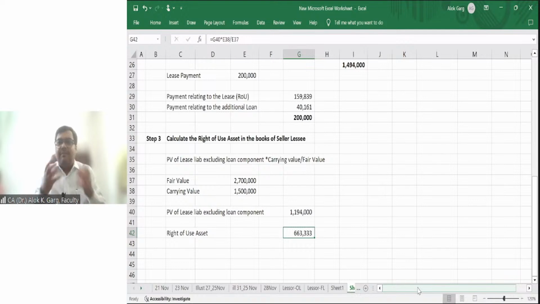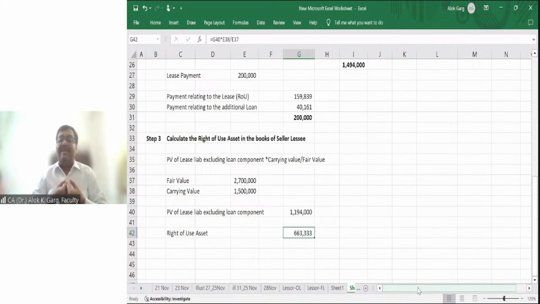What does it mean? It means the seller has transferred some rights to the lessor, which the seller lessee is not enjoying. For example, the seller lessee does not have any right to exercise the purchase option. After 20 years, this asset will belong to the buyer only. It means the buyer is enjoying some rights and some rights are retained by the seller as a lessee.